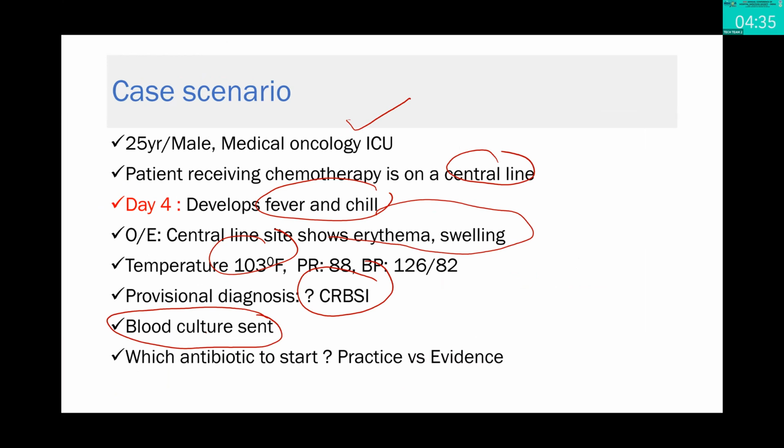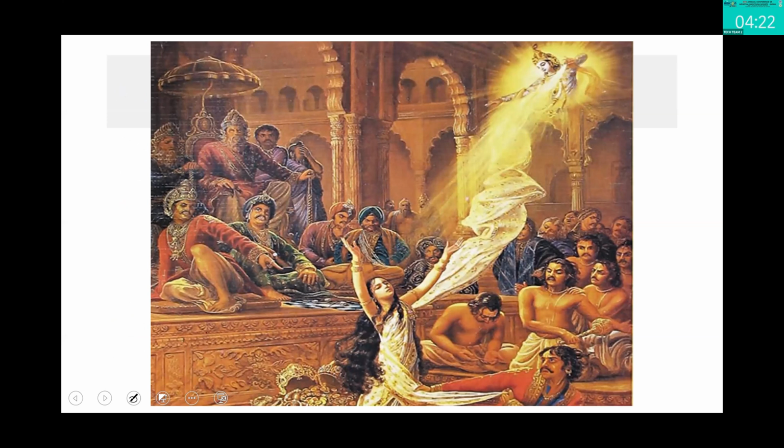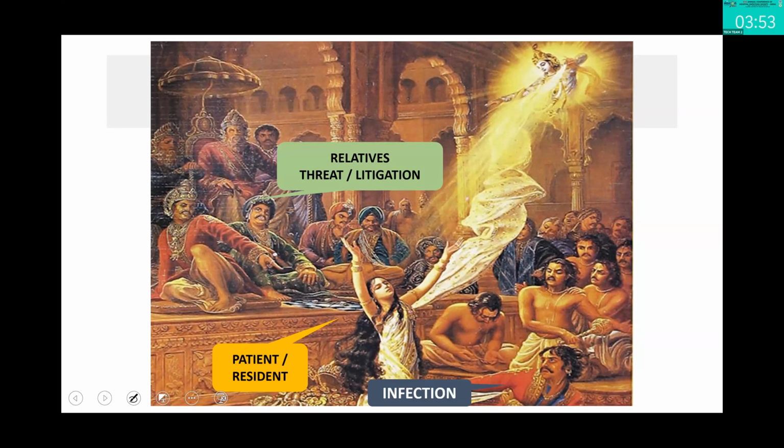The clinicians are confused about which antibiotic to start, because most clinicians say that the ICU is like a battlefield of Mahabharata. This particular slide I have taken from my dear friend Dr. Sumit, so I acknowledge him for this slide. The ICU environment is like the Draupadi Vastraharan scene, where the patient may mimic Draupadi, whereas Dushasan is the infection, and the relatives, threats and litigations are all looking at you, asking which antibiotic you are giving. And these are the clinical residents of the ICU.